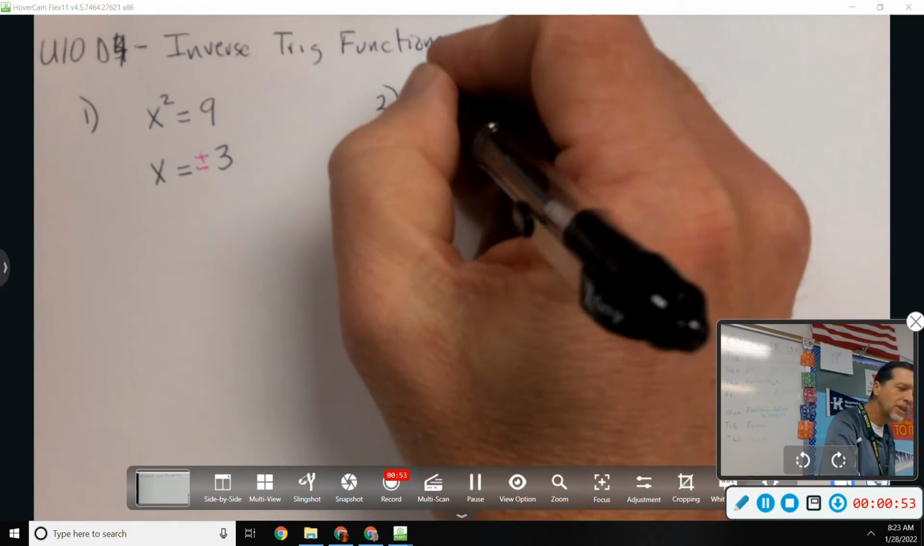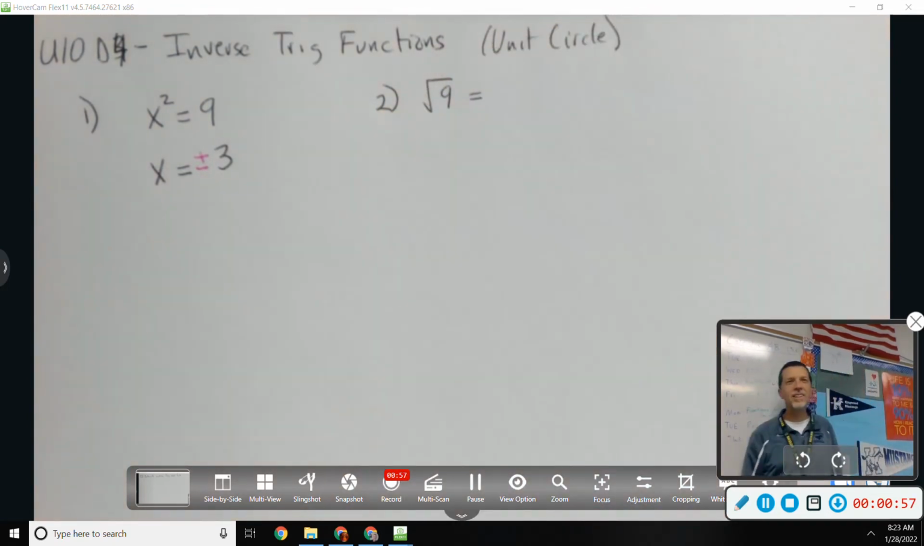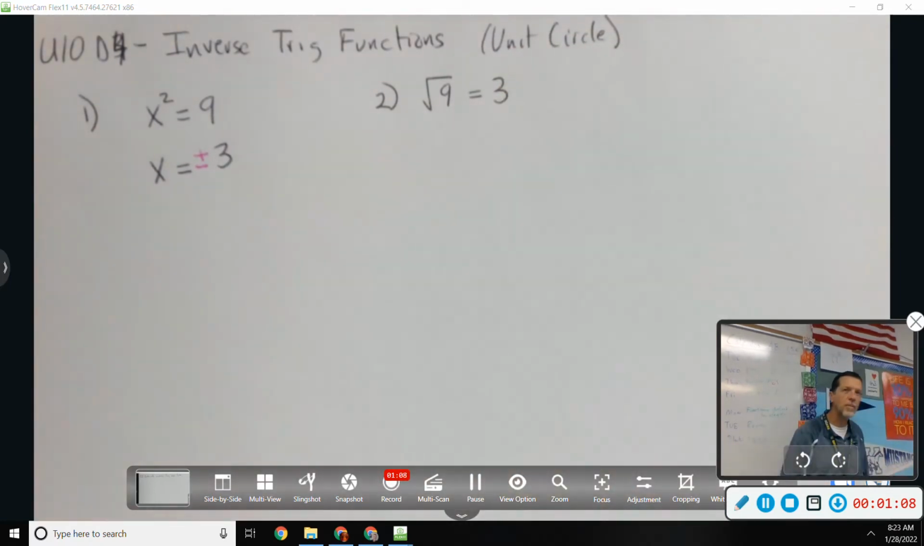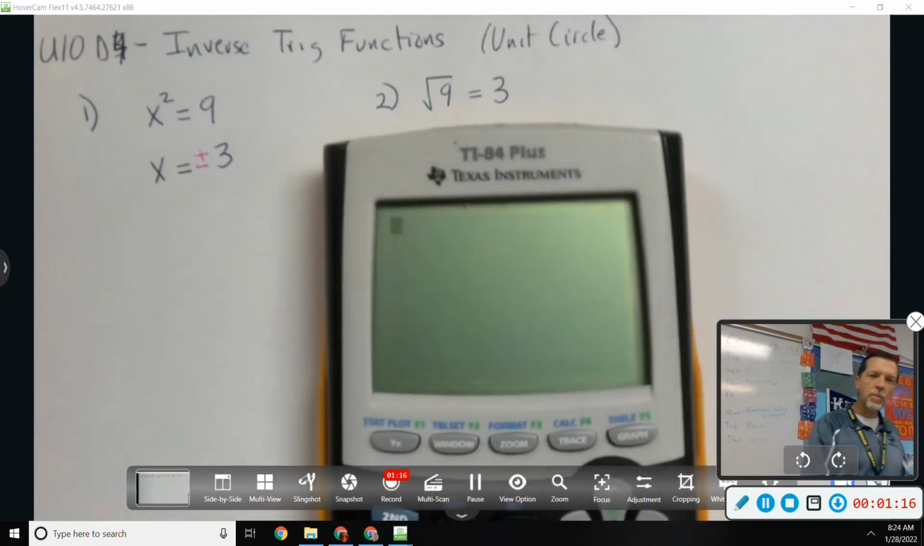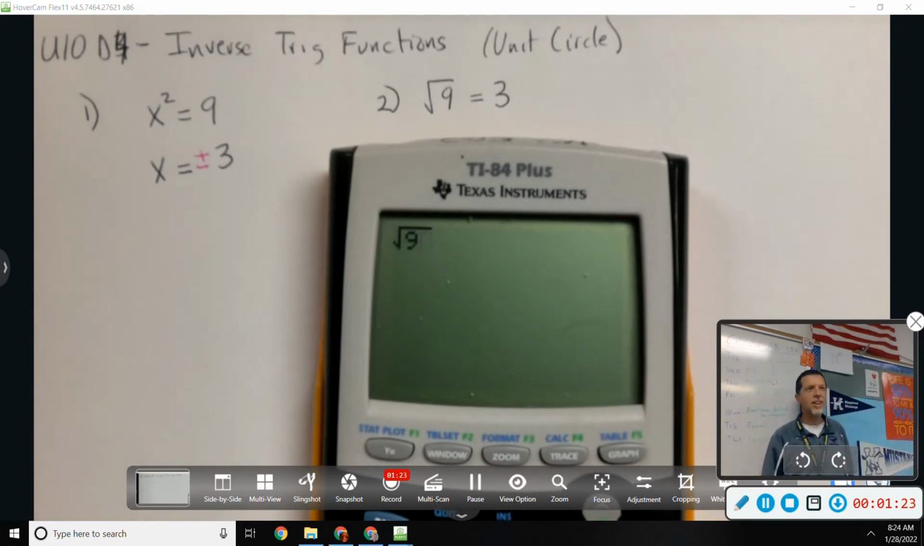Now, think really carefully and tell me what the square root of 9 is. Now you're worried. It's not plus or minus 3. It's just 3. The reason is your calculator can't give you two answers. Your calculator can only give you one answer. When you type in square root of 9, your calculator is not allowed to give you two answers.